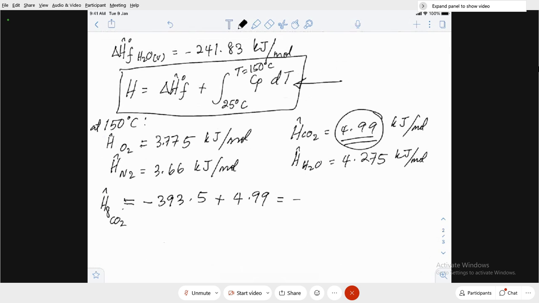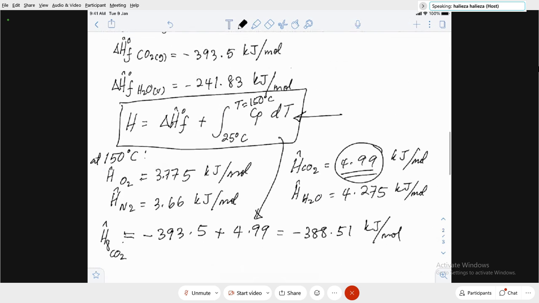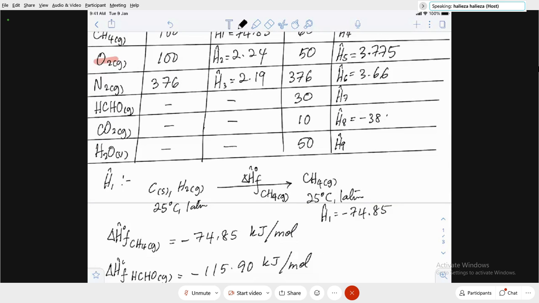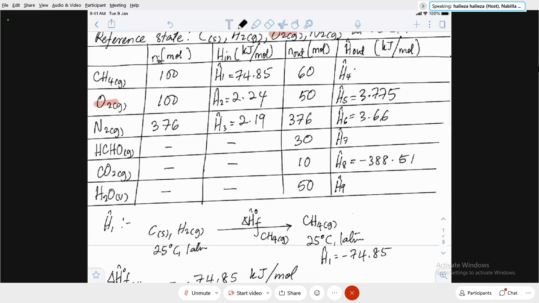Somebody give me a value. I'm using this equation to get the value of H8. Negative, minus 388.51, sorry, 0.51. Thank you. Kilojoules per mole. So I'm going to write that down. The value for H8 is 388.51. Anybody getting a different value? Anybody getting not the same as 388? Same, thank you. So we do the same thing for H4, for H7, and H9. Just that it's a different component.